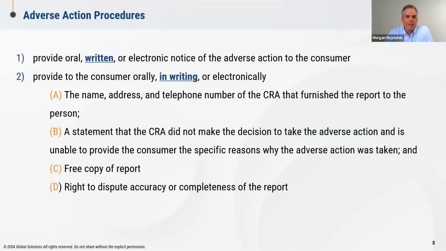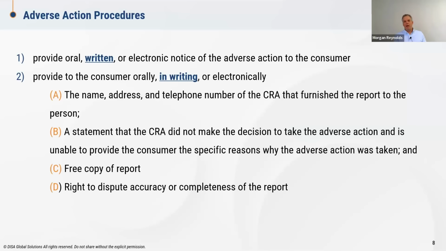So as we just talked about, adverse action procedures provide oral, written, or electronic notice of the adverse action. But I would fall on the written, being the risk-averse person I am. So backing up, we did the pre-adverse action. So we got something on the report.